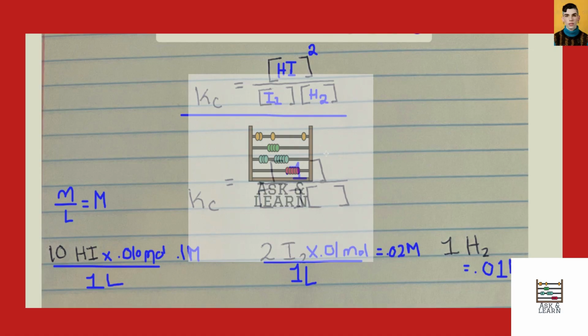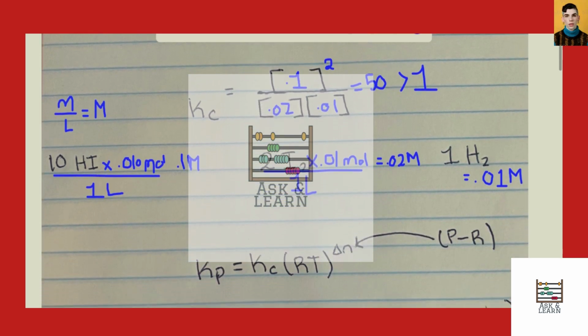Okay, so next we just have to plug these into our Kc expression. I've written another one right here. So we're going to put our HI. We have a concentration of 0.1. Again, always remember to square it. And then we'll have 0.02 down here and 0.01. Now you just have to solve, and then you can find the Kc. So the Kc should come out to 50. So it is greater than 1.